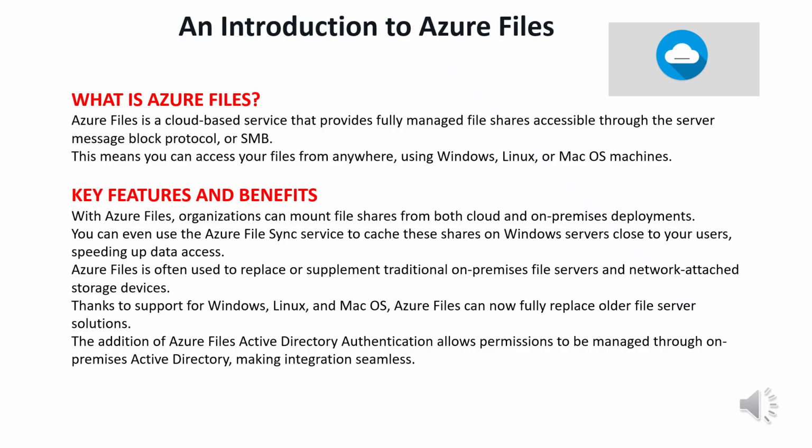This means you can access your files from anywhere, using Windows, Linux, or Mac OS machines. Key features and benefits. With Azure Files, organizations can mount file shares from both cloud and on-premises deployments. You can even use the Azure File Sync service to cache these shares on Windows servers close to your users, speeding up data access. Azure Files is often used to replace or supplement traditional on-premises file servers and network-attached storage devices. Thanks to support for Windows, Linux, and Mac OS, Azure Files can now fully replace older file server solutions.